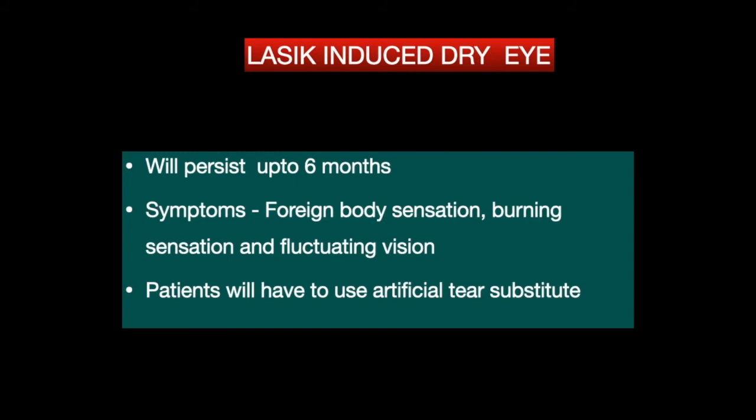It usually persists for about 6 months and patients have variable sensations like foreign body sensation, burning sensation, and occasional fluctuating vision. Patients will have to use artificial tear substitutes for a period of at least 6 months. The frequency will vary depending on the severity of dry eye they suffer.